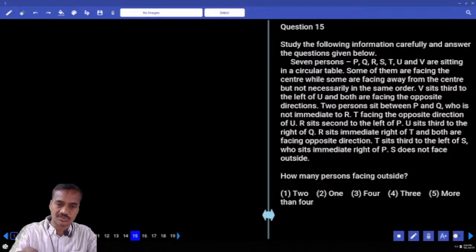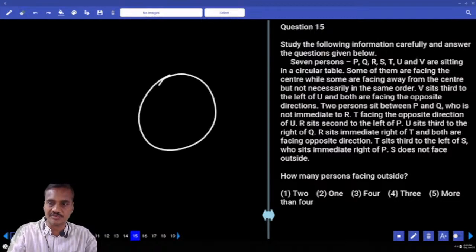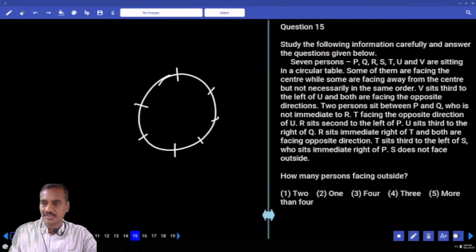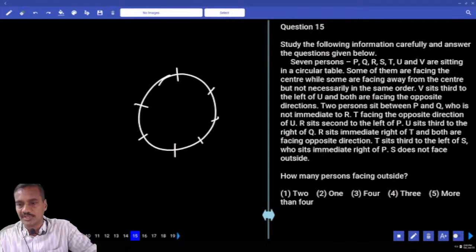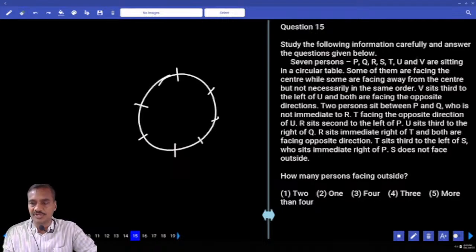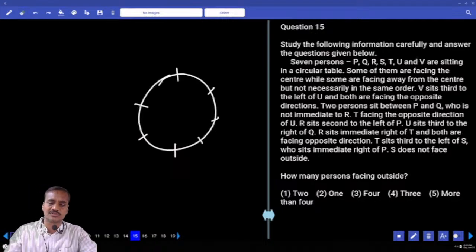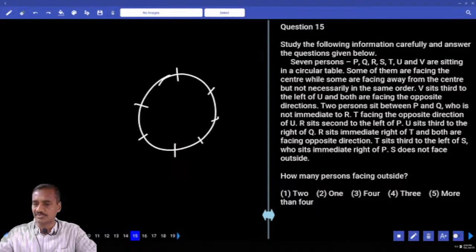Now this is about the questions. Now these are the 7 persons we have. 7 persons and some facing the center. V sits to the left of you and both are facing opposite. And 2 in between P and Q. T is facing opposite, R sits second, U sits to the right, R is to the immediate, and both are facing. S does not face outside. Now there is no information about S at all. Now T sits to the left of S.